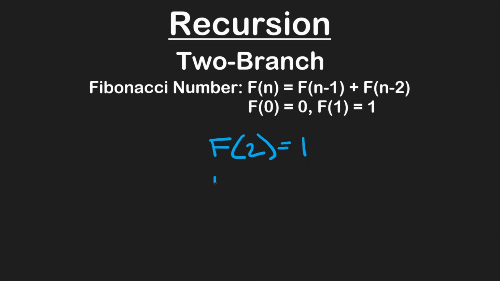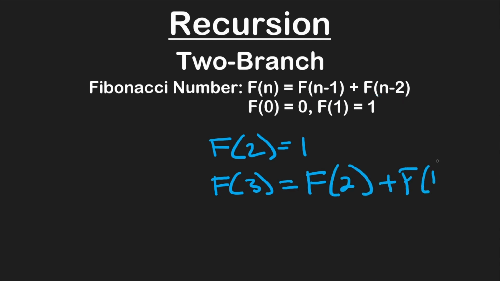So now we have that. Then we can compute the third Fibonacci number, which we know is going to be n-1, that's 2, plus n-2, that's going to be the first Fibonacci number. So now we have the second Fibonacci number, which is 1. We have the first Fibonacci number, which is also 1. So this is equal to 1 plus 1. So therefore, the third Fibonacci number is 2.